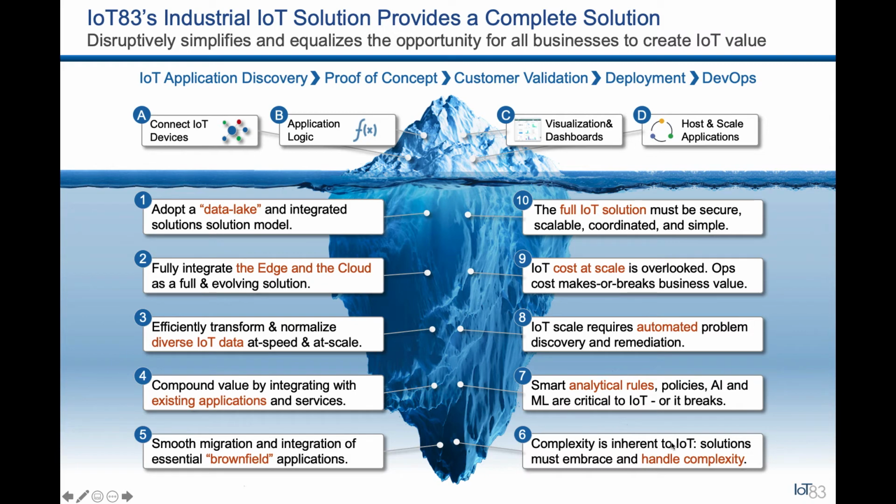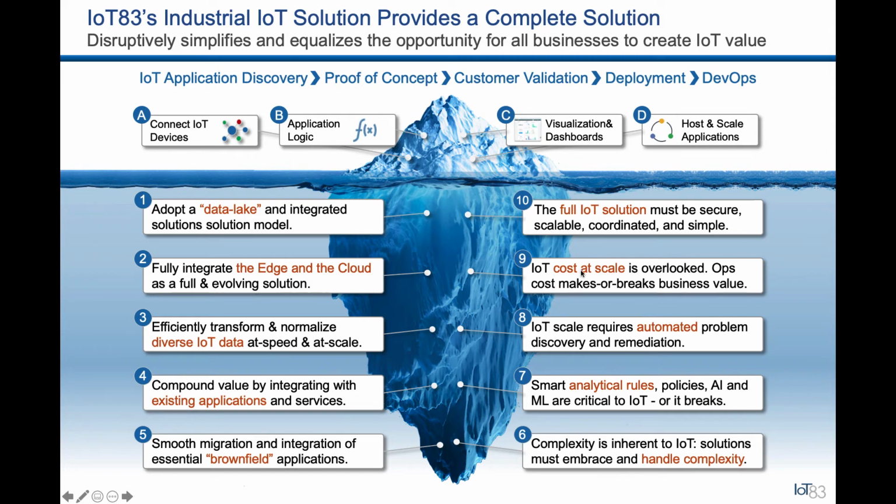The ability to handle complexity. This is a key piece of the platform as well. Smart analytical rules, policies, AI, and ML are all integrated into the system. And without policies and analytics, IoT simply falls apart. Humans simply can't process all of the information that is being presented in a sophisticated IoT solution. At scale, IoT requires automated problem discovery and remediation.